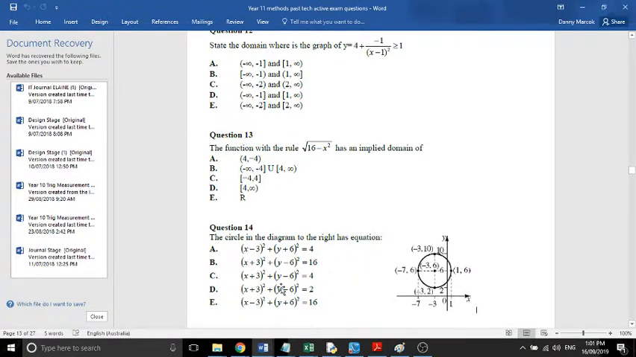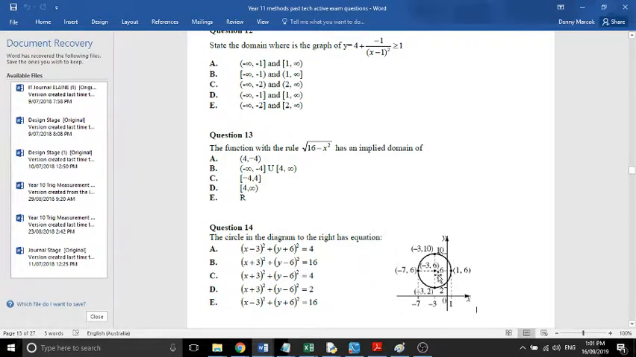Last one along, a circle in a diagram has this equation. So we have a center at negative 3 and 6. That means we're looking at x plus 3, y plus 6. So x plus 3, so it's B, C, or D. Oh, they're all minus 6. Oh well. It's supposed to be minus. So x plus 3, y minus 6.